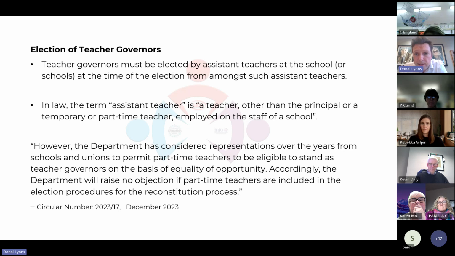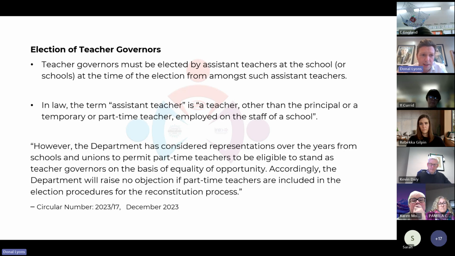So teacher governors are elected, and for anyone who has a fascination with electoral systems, this will be interesting. For the vast majority of people, it won't be. But the recent clarification, and by recent I would say in December 2003, is that traditionally they were full-time positions or full-time teachers, but the department has clarified that due to encouraging equality of opportunity, they will not object to part-time teachers being included.